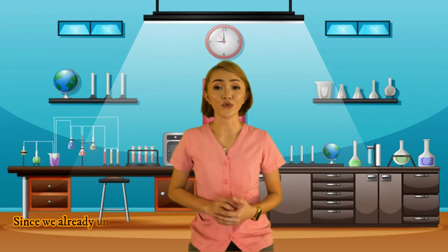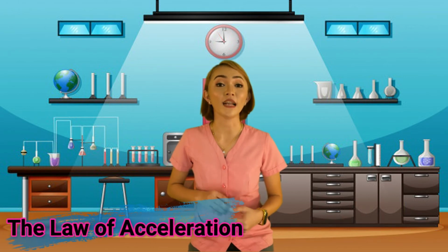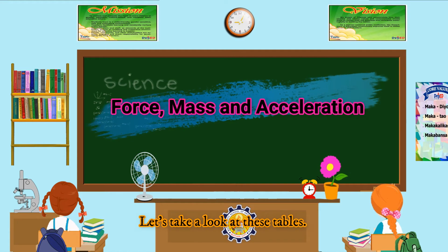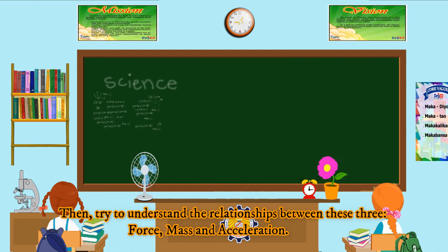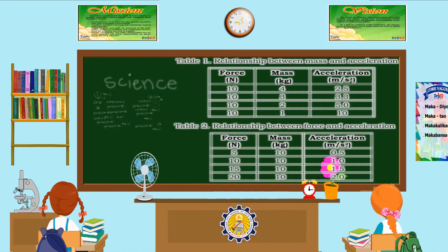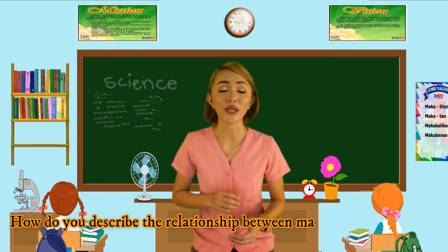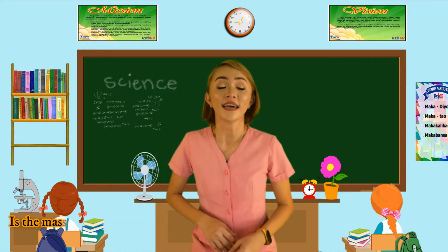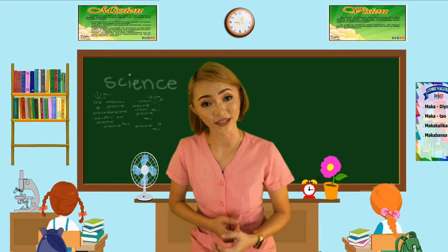Since we already understood Newton's first law, let's now proceed with the second law, the law of acceleration. Let's take a look at these tables. Then, try to understand the relationship between these three: force, mass, and acceleration. How do you describe the relationship between mass and acceleration? Is the mass directly proportional to its acceleration, or is it inversely proportional?